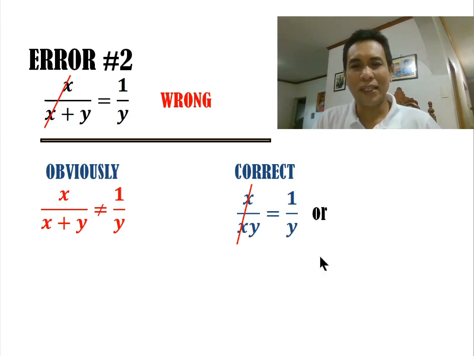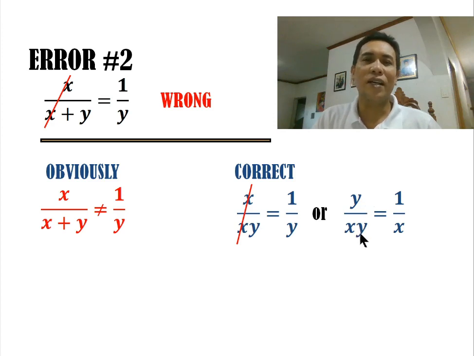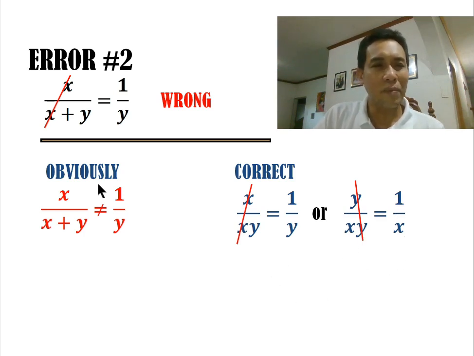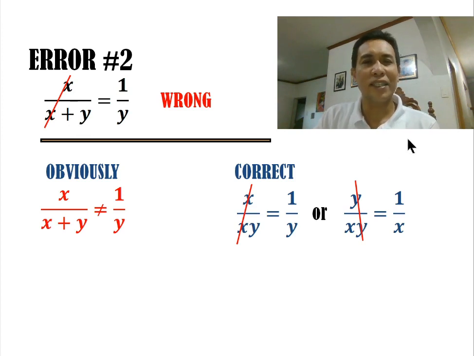Okay, another one. If we have y over xy, you can apply the cancellation. You cancel y. Okay, so the numerator is 1 over x. So I think that's clear. Always remember that if your denominator is composed of more than one term, cancellation is not allowed. Okay. So I think that's clear.